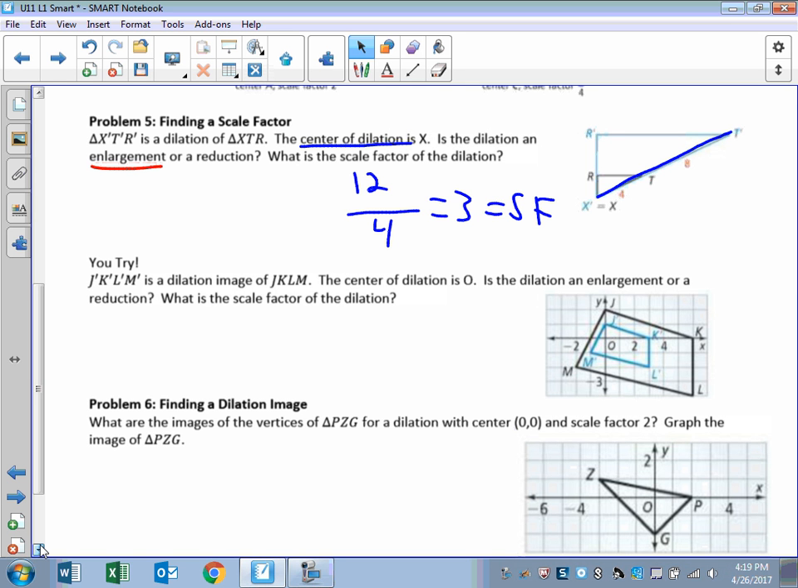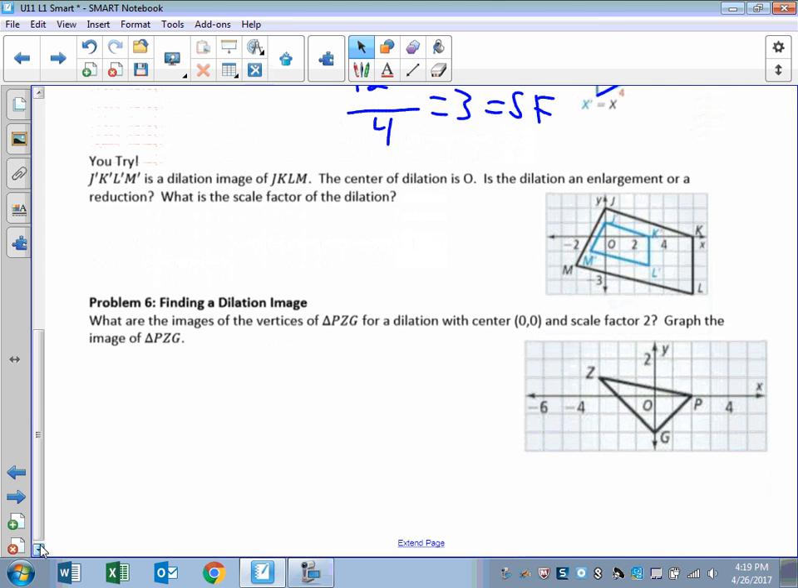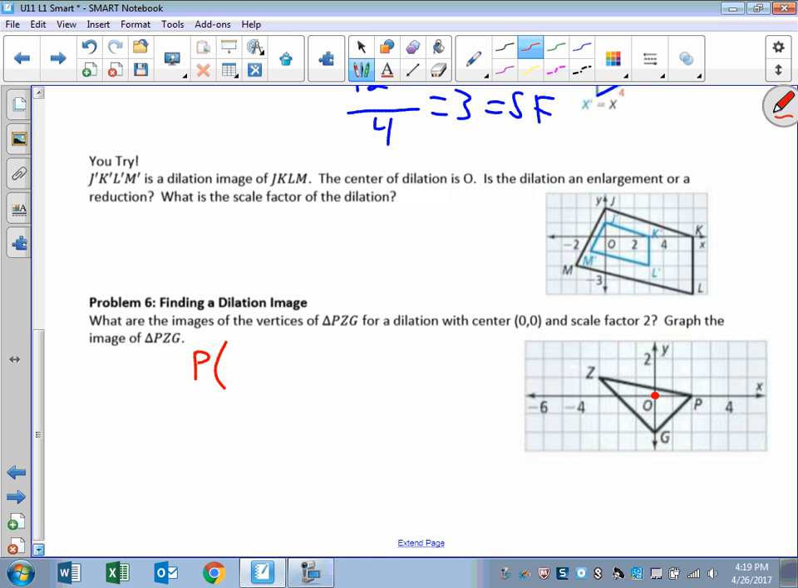Now if we look at problem 6, finding a dilation image. So we're trying to find the copy. We have the vertices of PZG and the center of 0, 0, and a scale factor of 2. Okay, so let's start with the center. So we can just do it in order. P, how far away is P from the center? Well, it's 2 to the right, and it's not up or down. So if our scale factor is 2, that means it's going to be 2 times as big, right? So instead of it being 2 to 0, P prime is actually going to be at 4, 0.